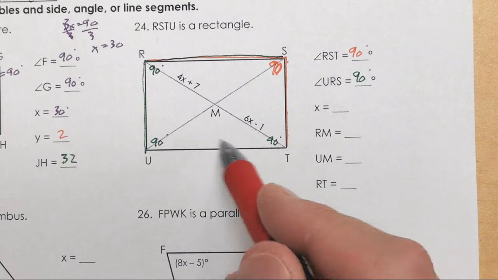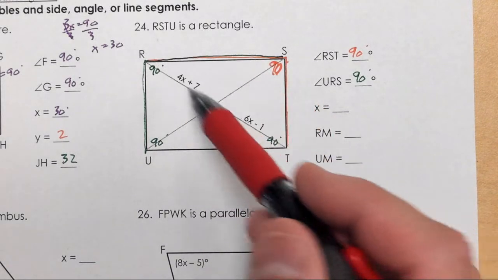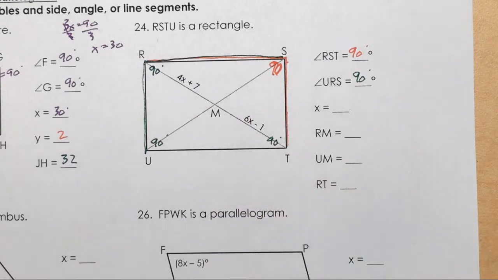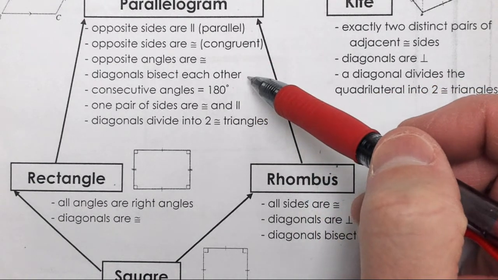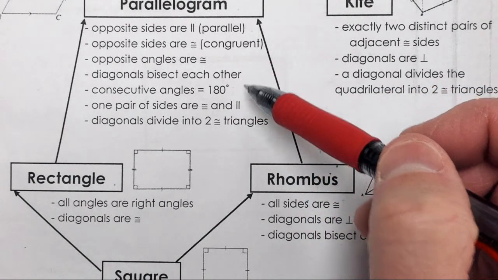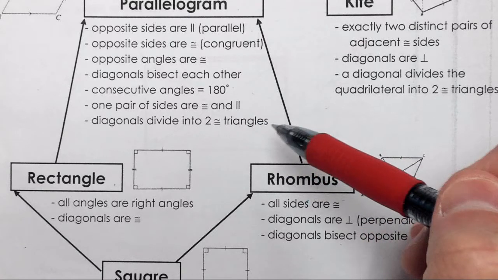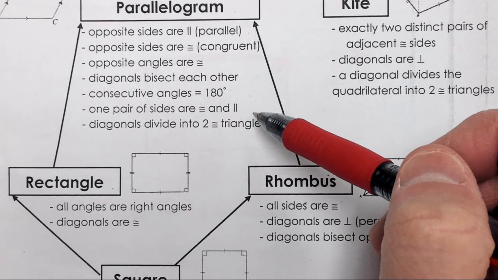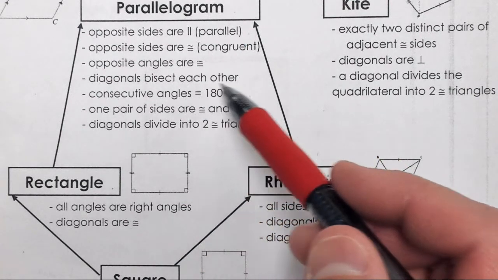So x is on the diagonals. It's not on the angles, it's not on the sides, it's on the diagonals here. So I'm going to look under the properties for diagonals and see which one of these is going to be helpful here. So here we go. Diagonals bisect each other. That might be helpful. Diagonals divide the parallelogram into two congruent triangles. That might be helpful. And then it says diagonals are congruent. So we've got three of them here, right? Let's look at the first one here.